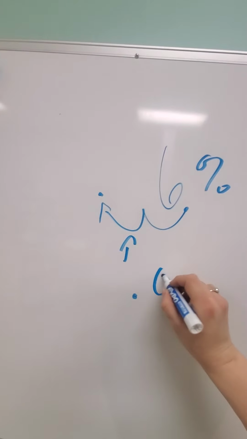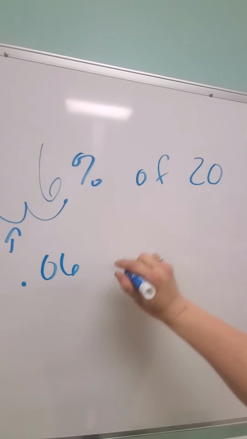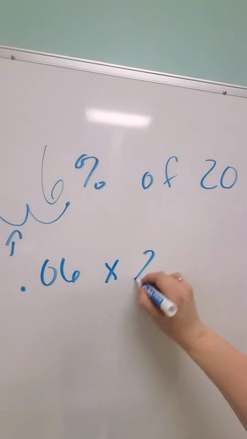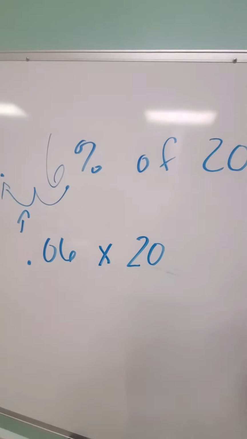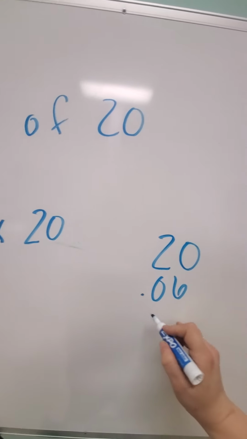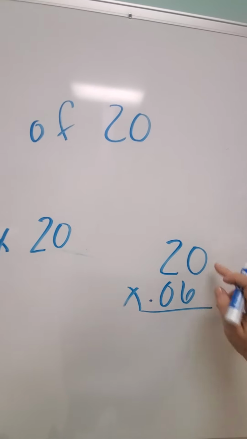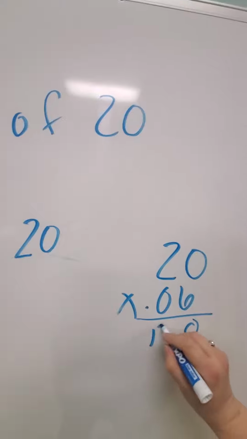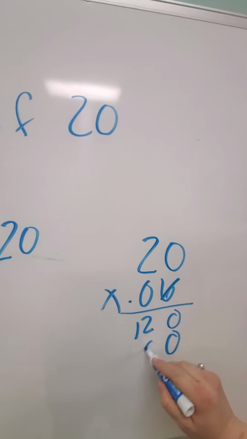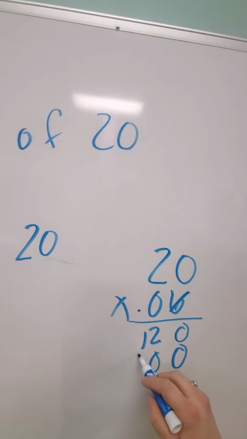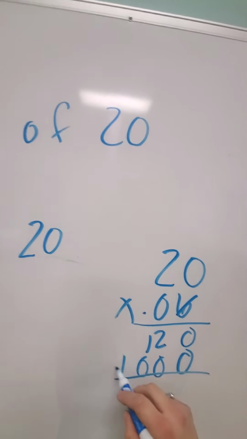That's going to make it 0.06 times 20. So 20 times 0.06. 6 times 0 is 0. 6 times 2 is 12. Done here. Put a 0 down. 0 times 0 is 0. 0 times 2 is 0. And I'm going to add it together.